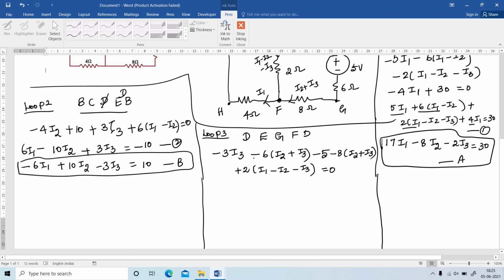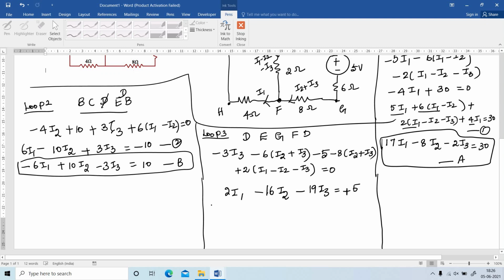I have to simplify this equation. First write I1, 2I1, then I2: minus 6I2 minus 8I2 minus 2I2, that is minus 16I2. Then minus 3I3, 6, so minus 9, minus 17, then minus 19. Minus 19I3, that is equal to plus 5.